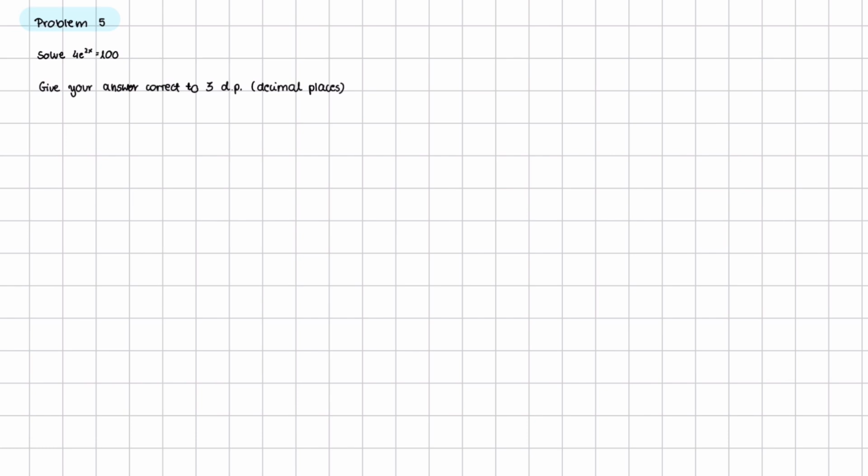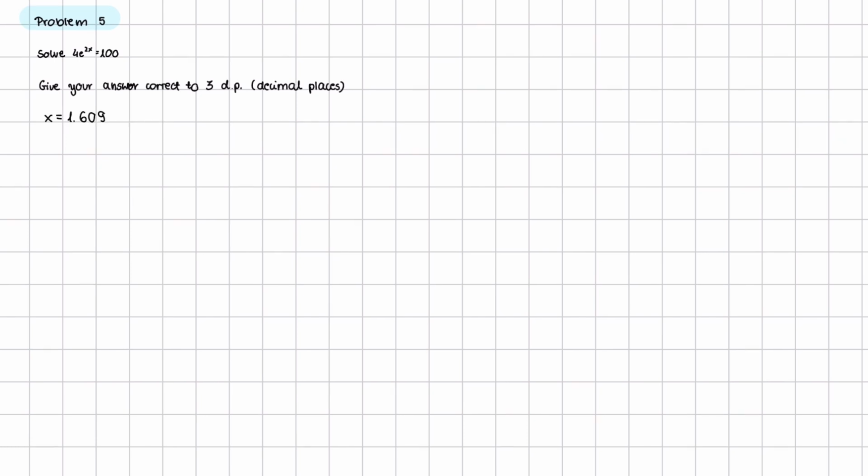In problem 5, we have to solve this equation, and we can solve it simply by typing it into our solver on our GDC. However, there is an important thing that we have to give our answer to 3 dp, and dp always stands for decimal places. So 3 numbers after our dot. And if you calculated it correctly, our x equals 1.609. So 3 numbers after the dot, these are decimal places.